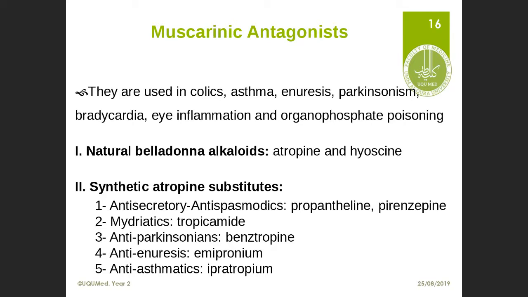Yes, we are discussing the synthetic atropine substitutes. Nowadays, in the clinical or hospital setting, most of the muscarinic antagonists used are the synthetic atropine substitutes. We are not using the natural belladonna alkaloids or other natural forms of these muscarinic antagonists.